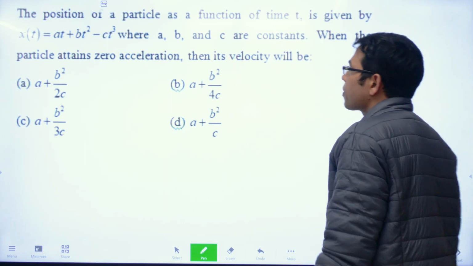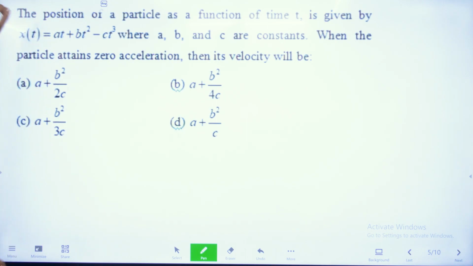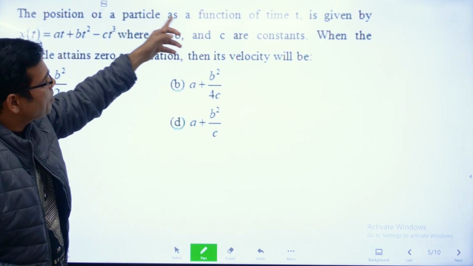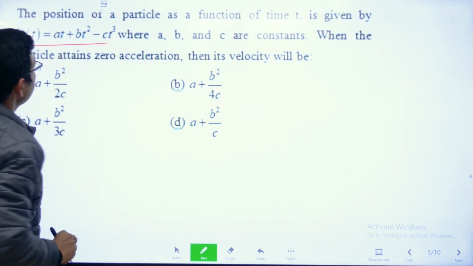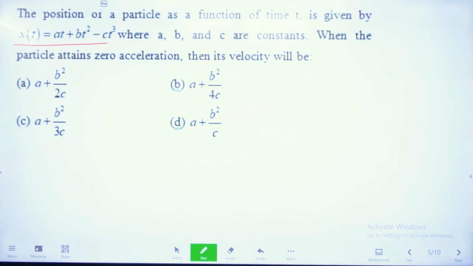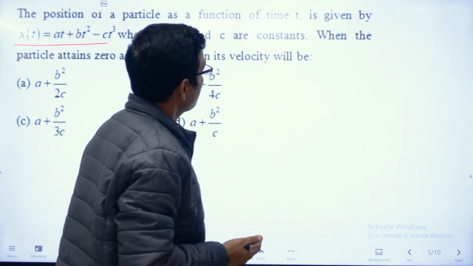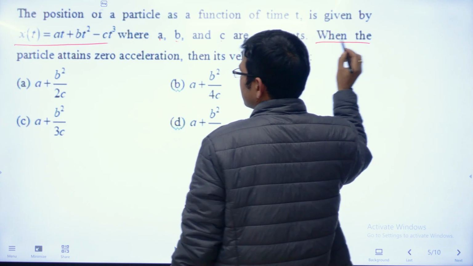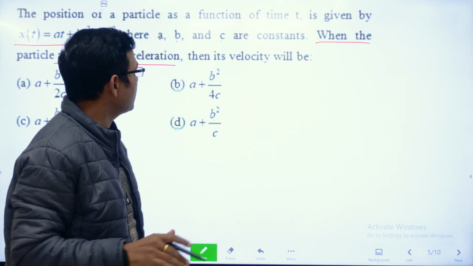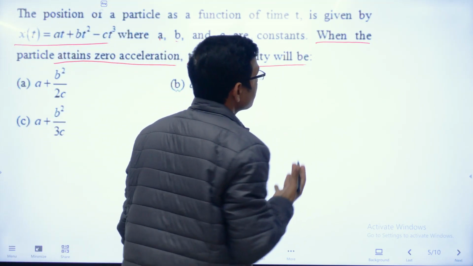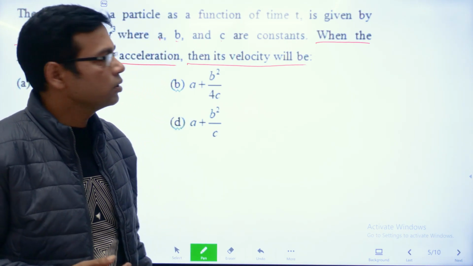Come to the next problem. So in this problem, इसमें पार्टिकल की पोजीशन एज ए फंक्शन ऑफ टाइम दिया हुआ है. x(t) is equal to at plus bt square minus ct cube, जहां पे a, b and c कांस्टेंट हैं. ये क्वेश्चन पूछ रहा है, जब पार्टिकल की एक्सेलरेशन जीरो हो जाएगी, देन उसकी वेलोसिटी क्या होगी?